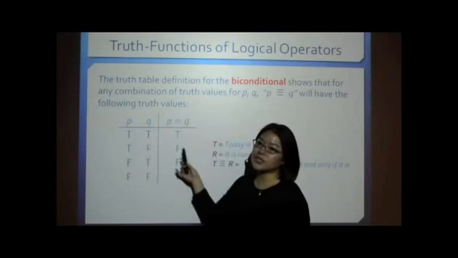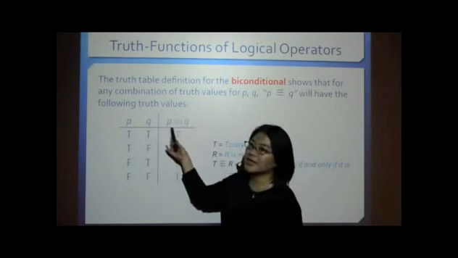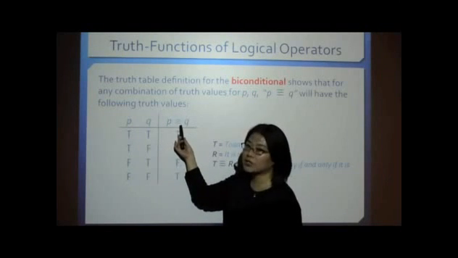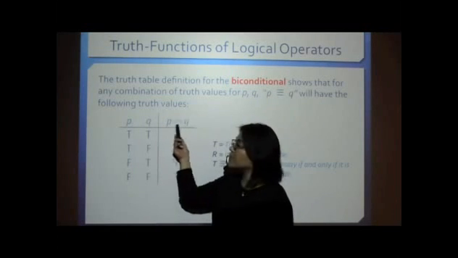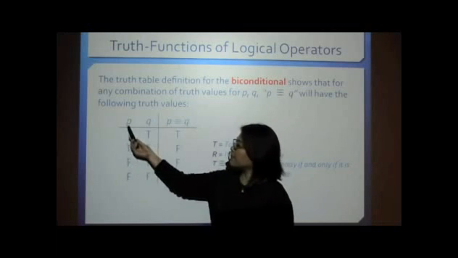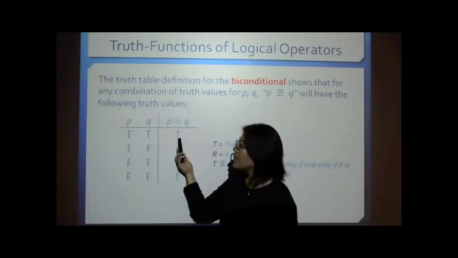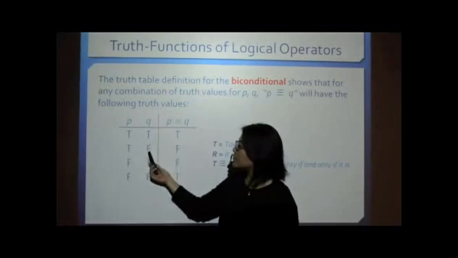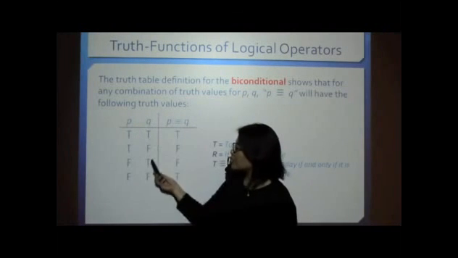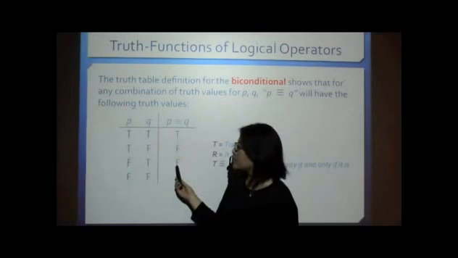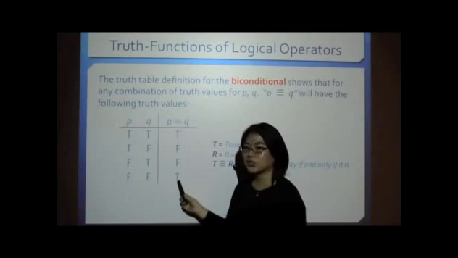So according to this truth table, a biconditional statement that uses a triple bar as its logical operator will have the following truth values given the truth values of its component parts. If P is true and Q is true, then the biconditional will be true. If P is true and Q is false, then the biconditional will be false. If P is false and Q is true, then the biconditional will be false. And if P is false and Q is false, then the biconditional will be true.